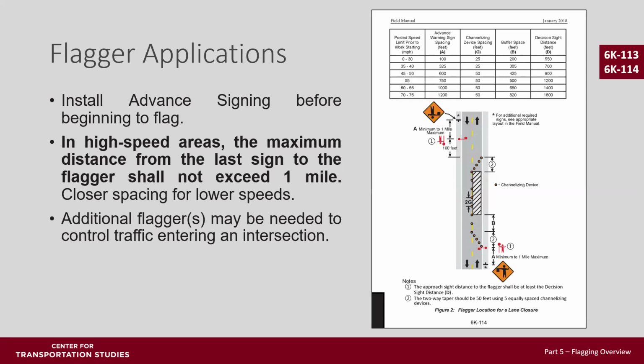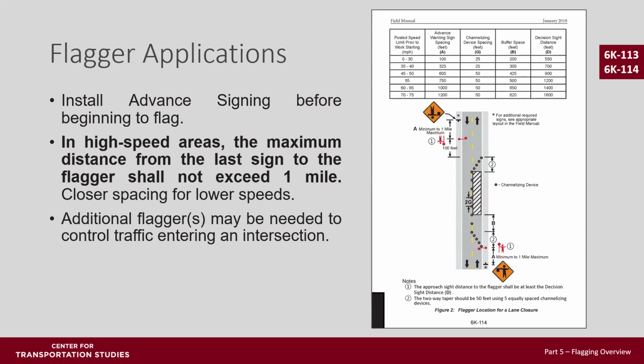Prior to the start of flagging operations, all signage shall be in place. A good visibility location is where the sight distance is sufficient and the flagger is clearly visible to approaching motorists. When a temporary traffic control zone covers a long segment of highway, additional flagger signs may be needed. In high-speed areas, the maximum distance from the last sign to the flagger shall not exceed 1 mile.